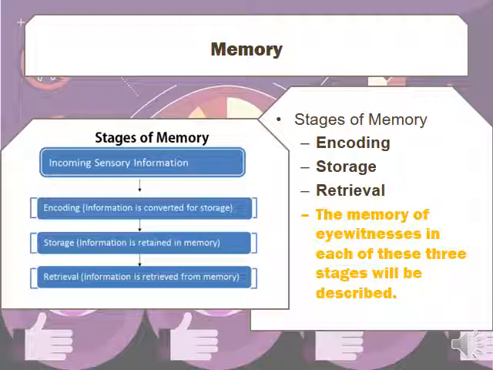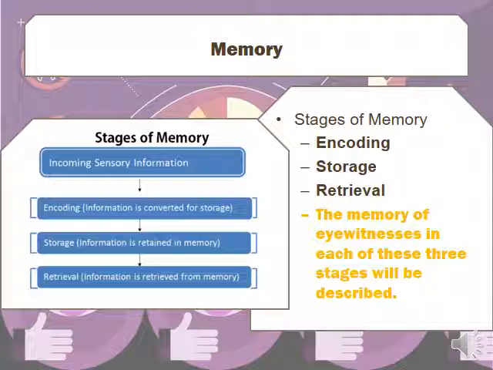So now, how do we encode a lot of this information? How does our memory play into this? We have stages of memory: encoding, storage, and retrieval. The memory of the eyewitness goes through each of these three stages, and they will be described as I go forward, so I'll go through these brackets.